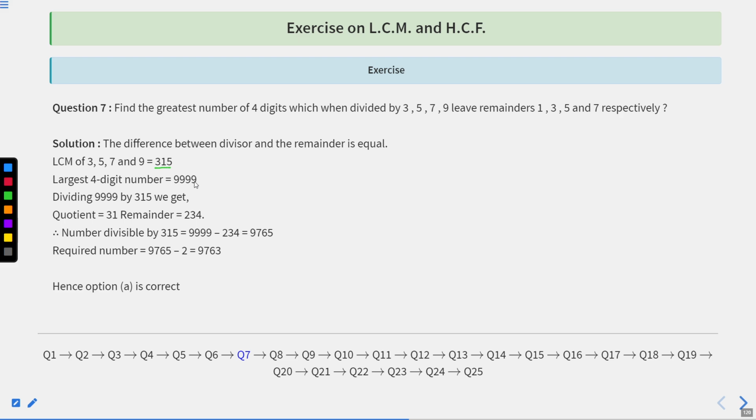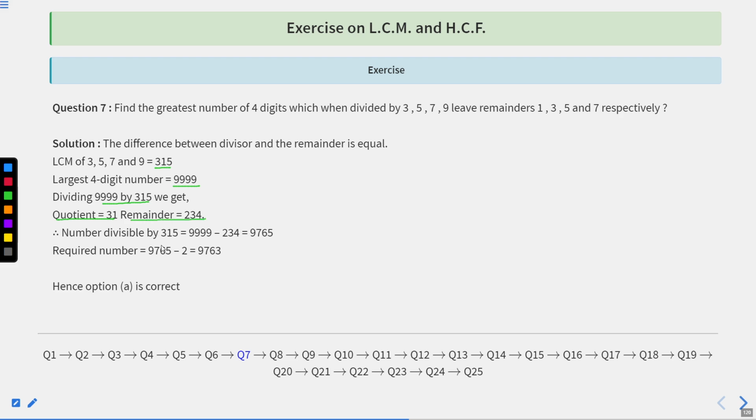So the largest 4-digit number is 9999. Okay, so after that it becomes a 5-digit number. So dividing 9999 by 315, we get quotient equal to 31 and remainder equal to 234.